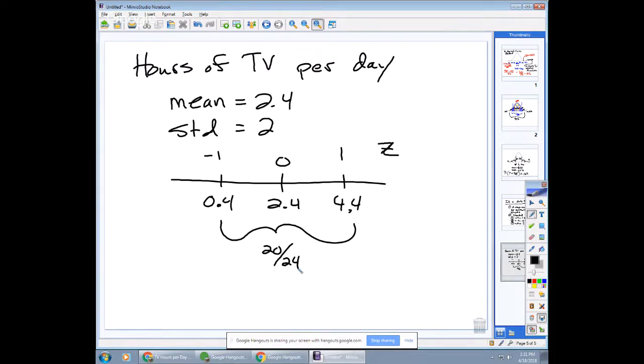Anybody with a calculator, what's 20 divided by 24? It's like 0.83. About 83%. If it was normal, what would we expect to see? 68%. So not only, I mean, it doesn't look normal, and the percentages don't match up either, right? Other times the histograms can look pretty normal, but the percentages won't match up. I mean, it's just the way it goes. There's all kinds of different shapes when you make histograms.